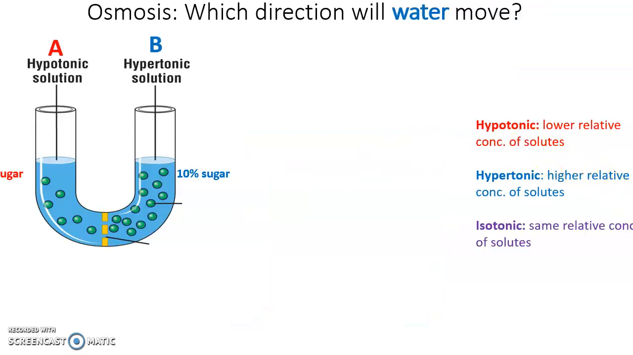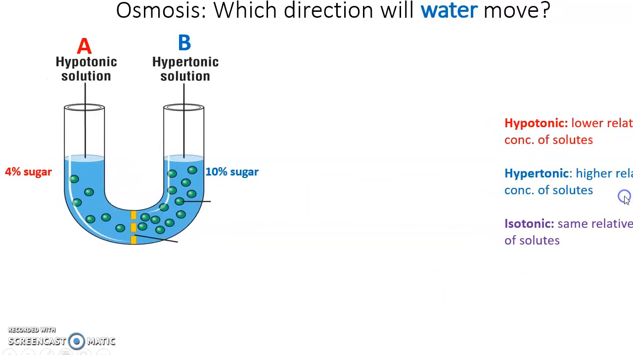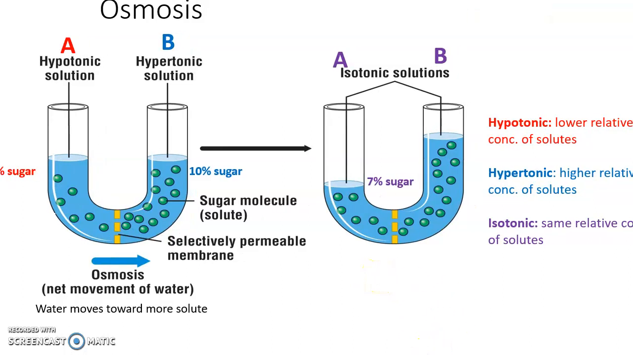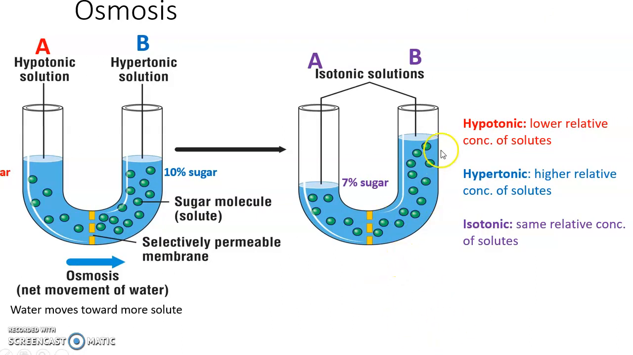All right, here's another example. So here we have this tube with a membrane separating a 10% sugar solution from a 4% sugar solution. Comparing the two solutions, the 10% or B is hypertonic, the 4% or A is hypotonic, more solute, less solute. So which direction will water move? It will move to the B solution, to the hypertonic solution.